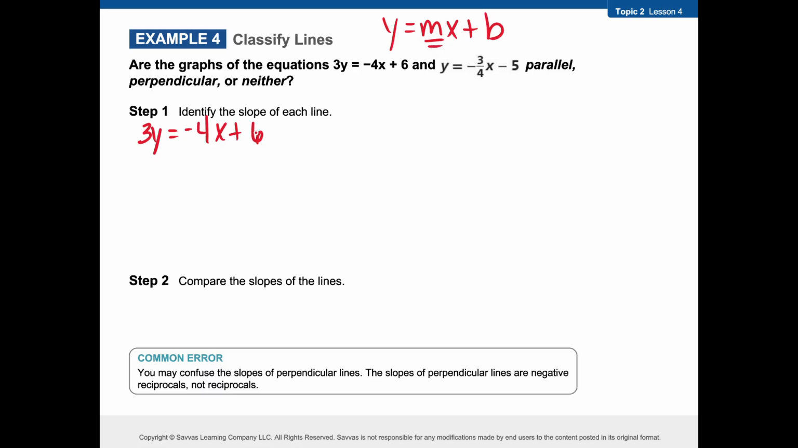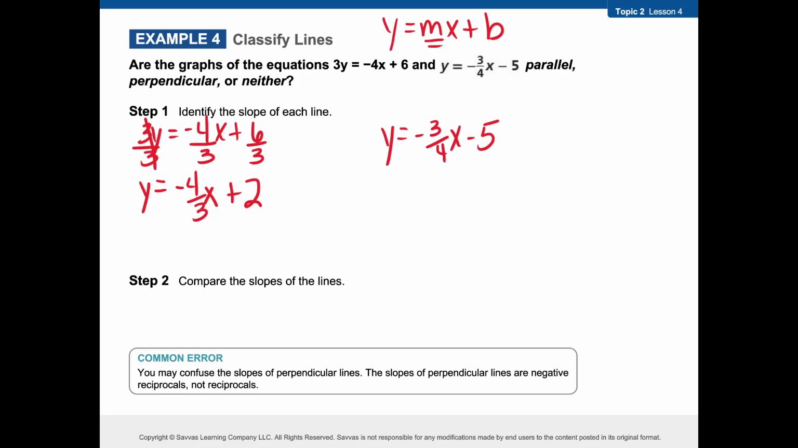So all I have to do to rearrange this to correctly write in slope-intercept form is divide by 3 into every single term. I cannot reduce negative 4/3, so that stays as a negative 4/3 x. 6 divided by 3 is positive 2. This one is already in slope-intercept.